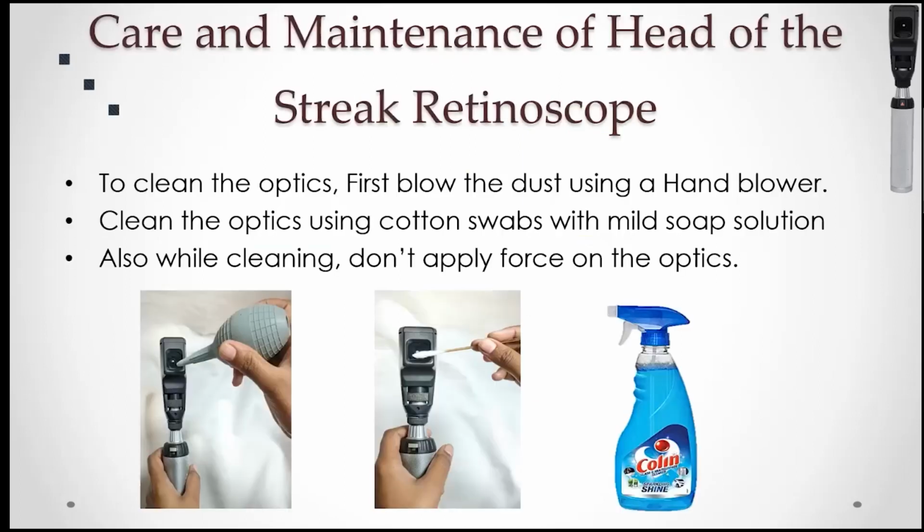Let us move on to care and maintenance of the head of the streak retinoscope. Since it's optical equipment, keeping it dust free is very important. First clean the optics. Before cleaning, blow the dust using a hand blower, and then clean the optics using cotton swabs moistened with mild soap solution or distilled water. If you need, you can use isopropyl alcohol too. While cleaning, you should not apply force on the optics since it is likely to break. So clean the optics gently. Any optics of ophthalmic equipment needs to be cleaned in a gentle manner.